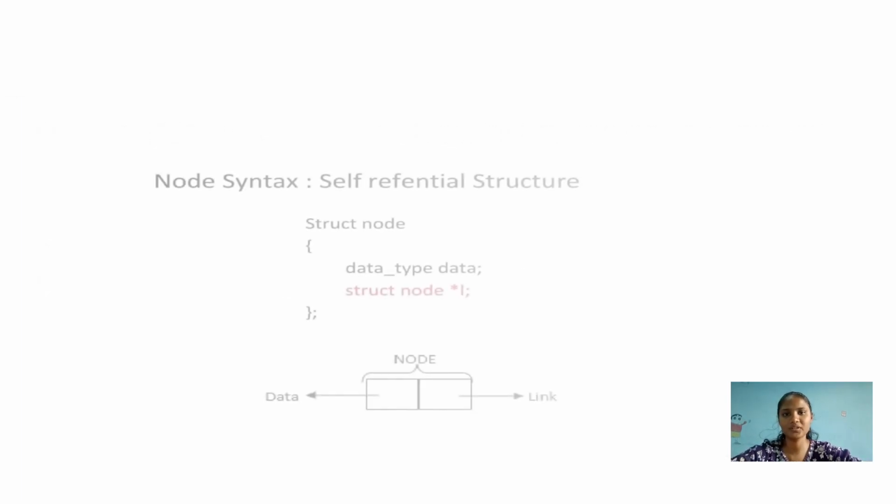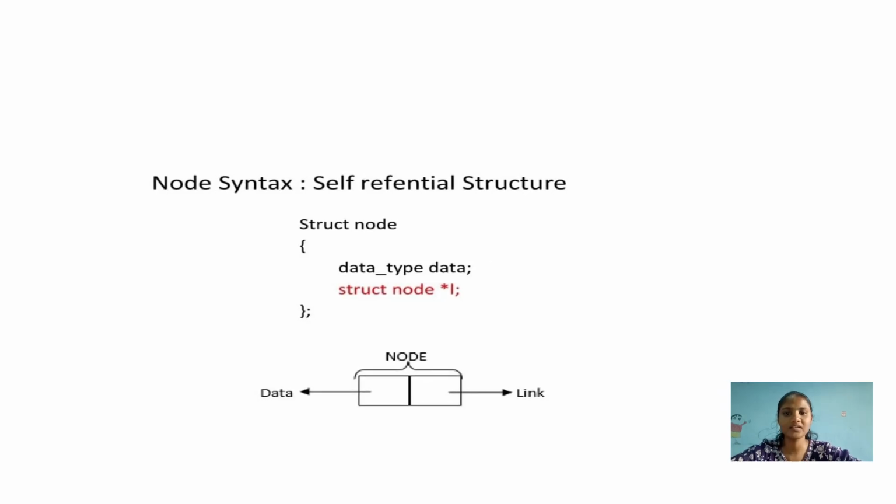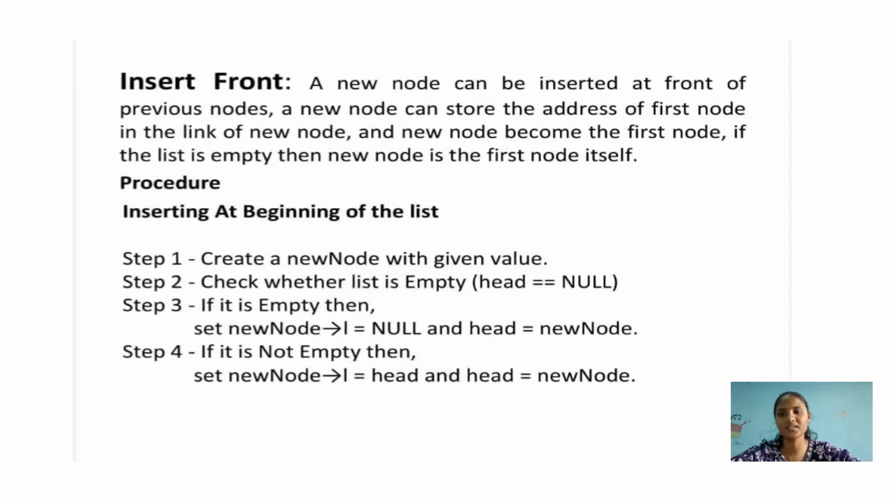Now coming to the representation of the linked list. We use a self-referential structure to represent the linked list as follows. Next, coming to the operations that we perform in a linked list, we perform insert front, insert rear, delete front, delete rear and display operations, and we can search the nodes.